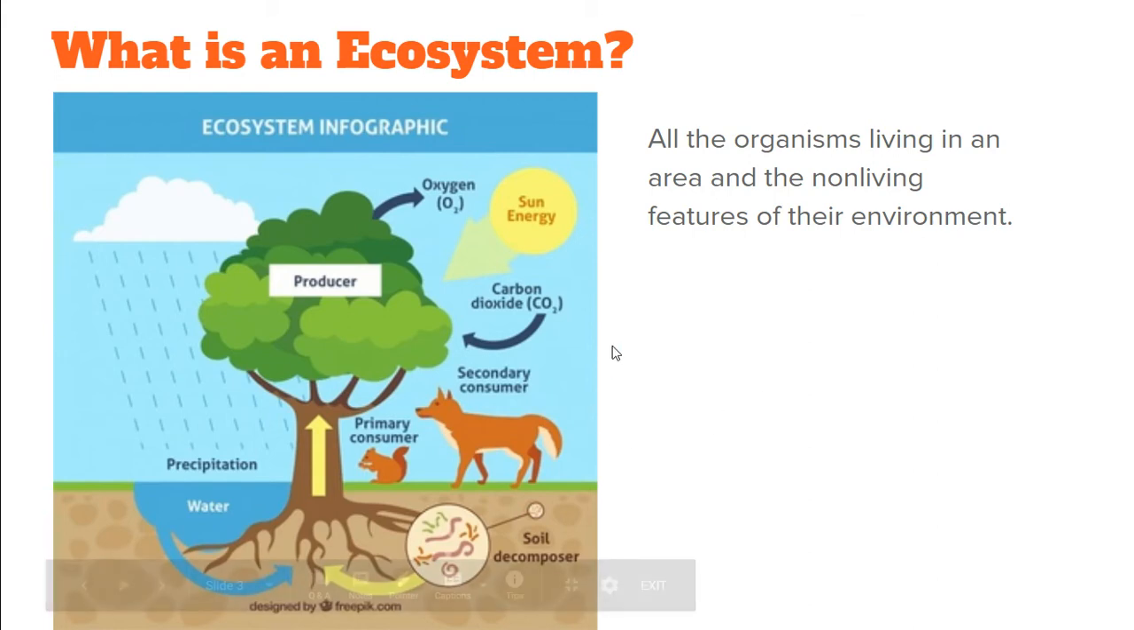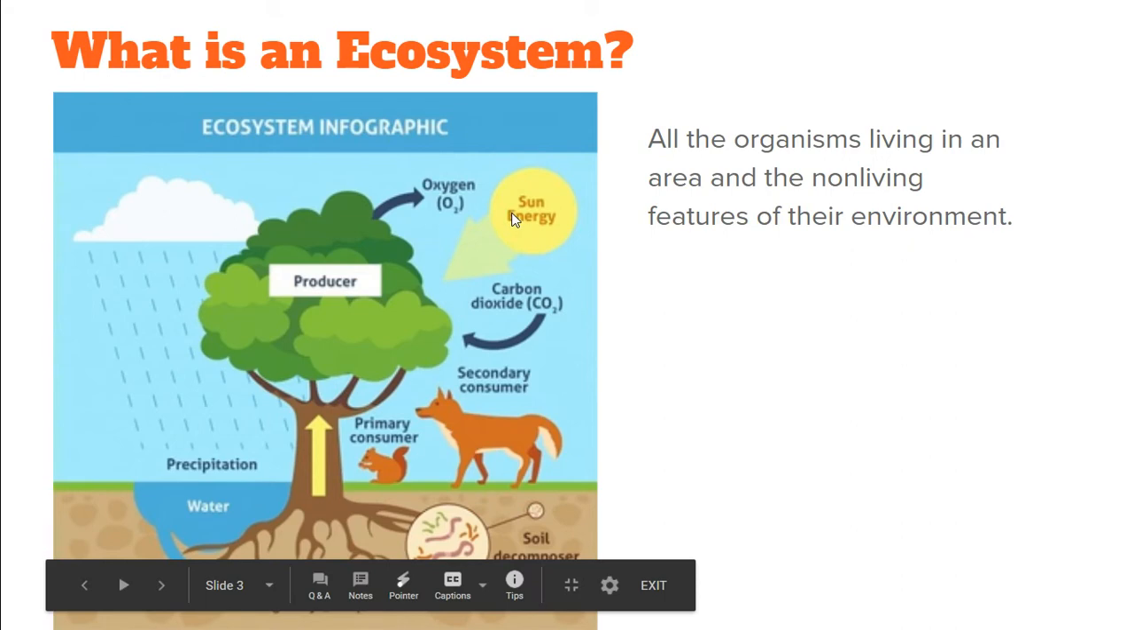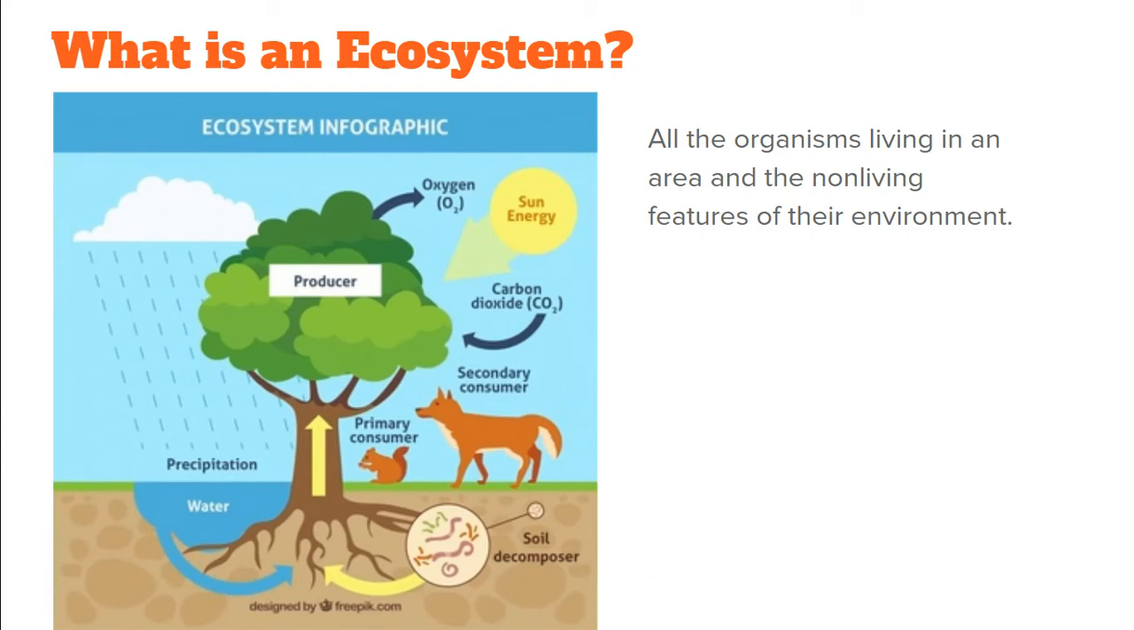If we look at this picture here, this is just a small snapshot of an ecosystem. We have the sun. Now think about it. Is the sun living? Right. The sun is non-living, but that's what an ecosystem is. It's looking at living and non-living features. So the sun is providing energy to the tree, and the tree is called a producer.